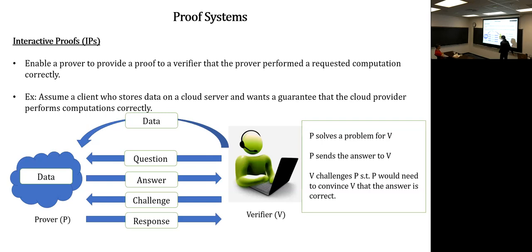In order to get this confirmation from the cloud provider, the verifier can send several questions to the prover, and the prover will respond correspondingly. The verifier can challenge the prover by sending some random values and ask the prover, for instance, to evaluate the proof at that randomly selected value, and the prover will respond. So what you can see is an interactive process. Basically, the role of the prover here is to solve a problem for the verifier.